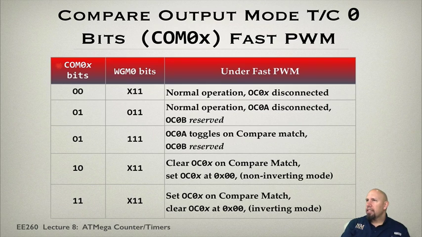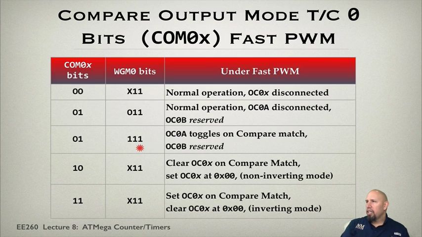Okay, so we have the COM bits, and then the waveform generator mode bits. Okay, and these are the options that you get. So here we have normal operation, and in this case, the output compare bit is disconnected. In this situation, again, we have normal operation, and the output compare bit A is disconnected. Output compare bit B is reserved for something else.